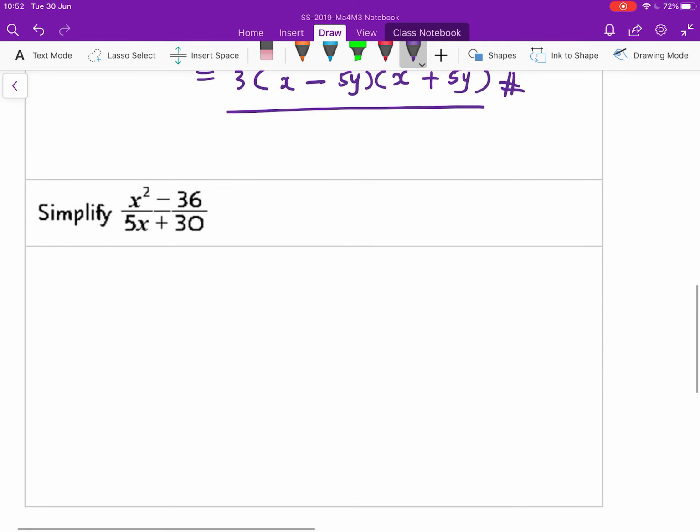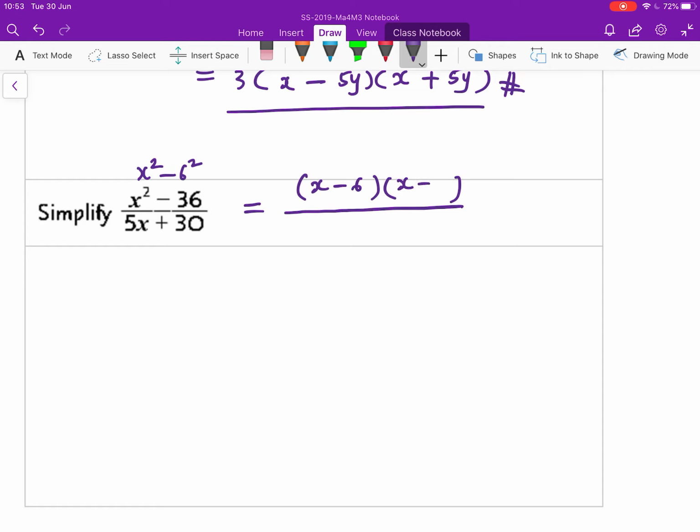And the very last one is, can you simplify this? So every time when you see a quadratic and an algebraic fraction, if they ask you to simplify, you always think factorize. So if I have x squared minus 36, I know that's x squared minus 6 squared. So that must be x minus 6, x plus 6. That is the difference between two squares method.